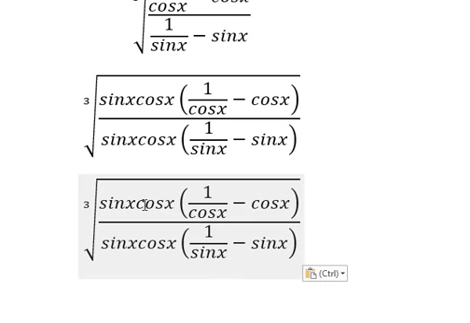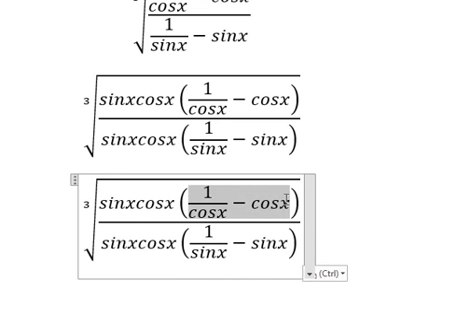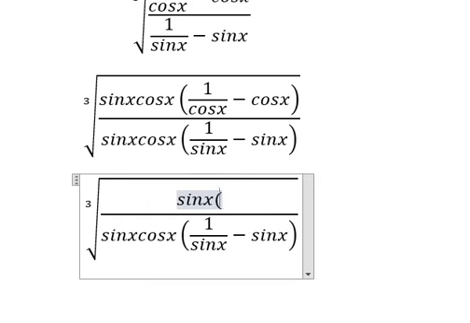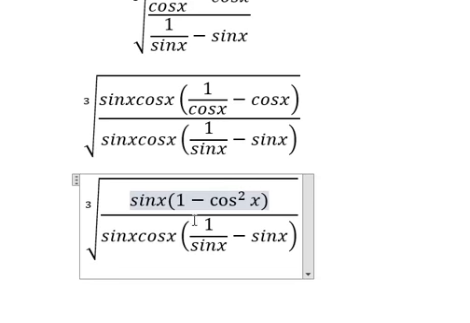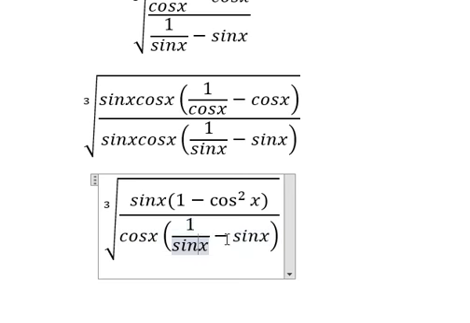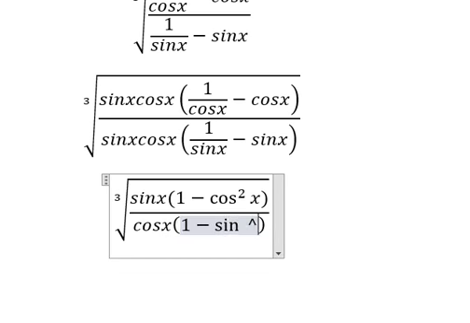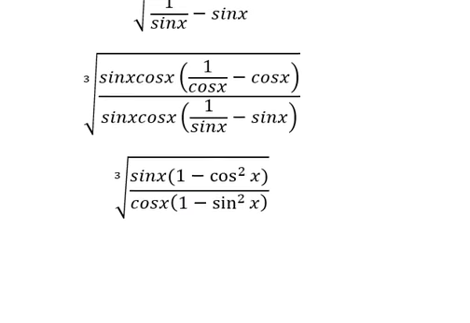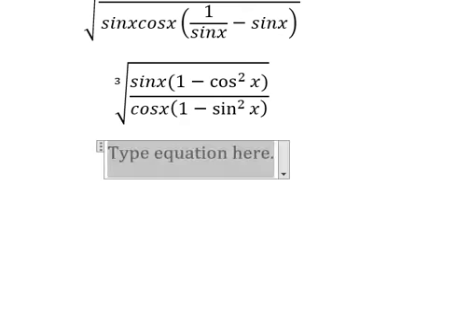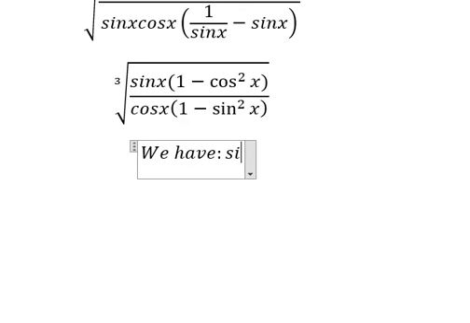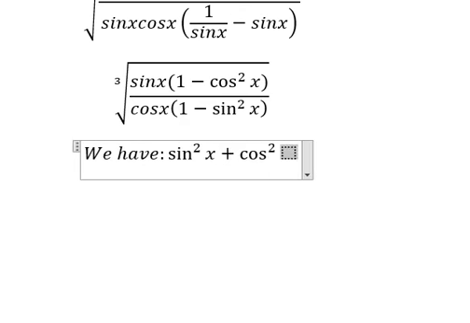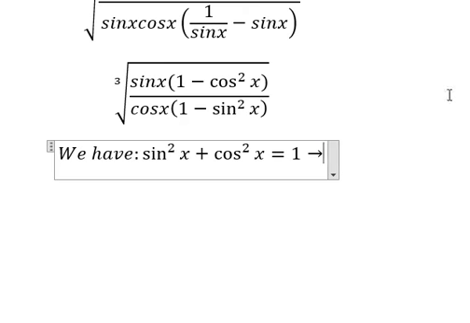Next, cosine x we multiply by this one and we have like this. Sin x multiplied by this one and we have like this. Next, we have the formula in here: sin x squared plus cosine x squared equals 1. So we have 1 minus cosine x squared. So I will put this one to the right and we have like this.